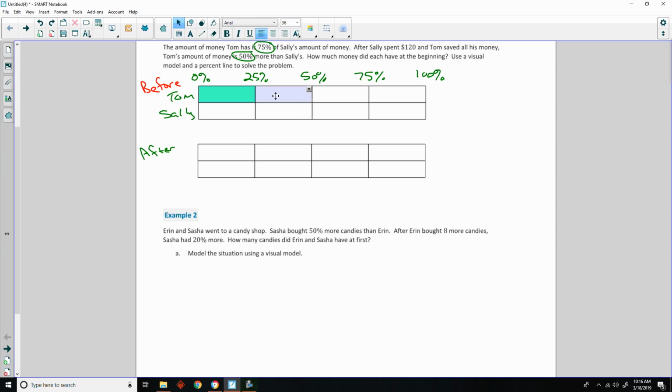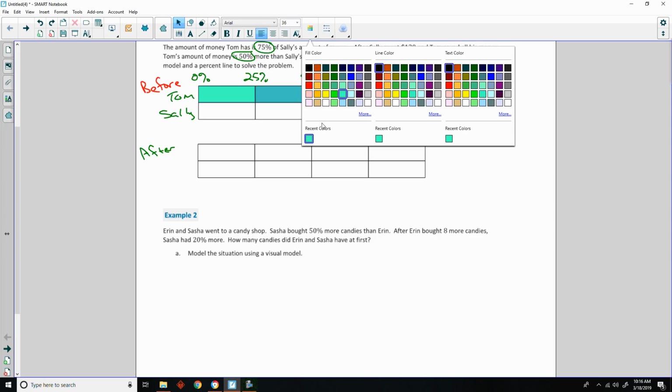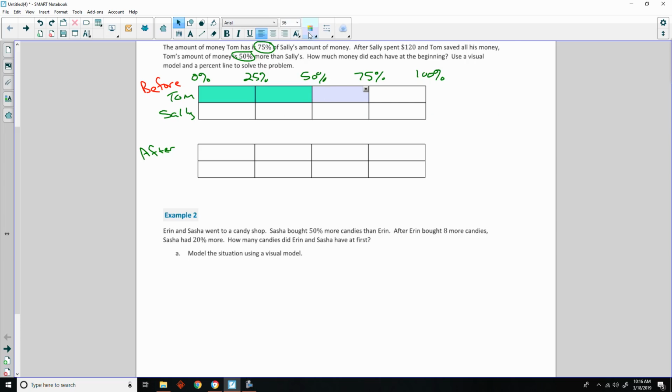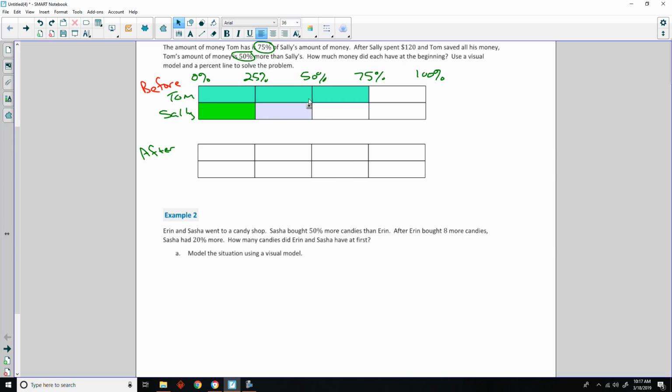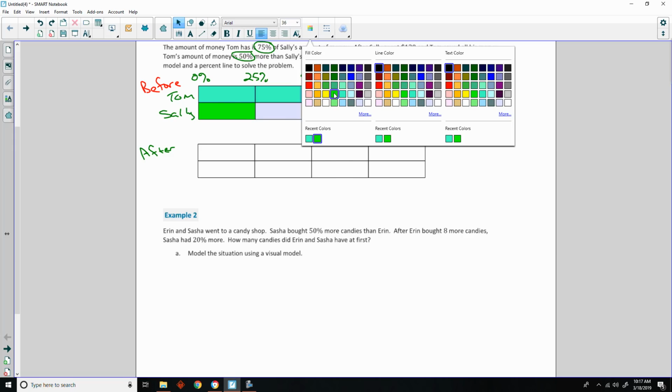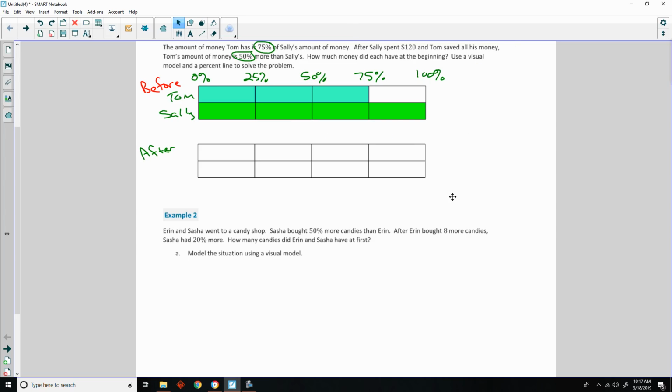Okay, so I shade that, and shade that. That will represent 75%. Sally's money is 100%. So I want to shade all of these, and I'll use a darker, maybe this green. And I'm going to shade all of those for 100%. Okay, so there's the model. There's the percent model representing Tommy and Sally's money. He has 75% of what she has.